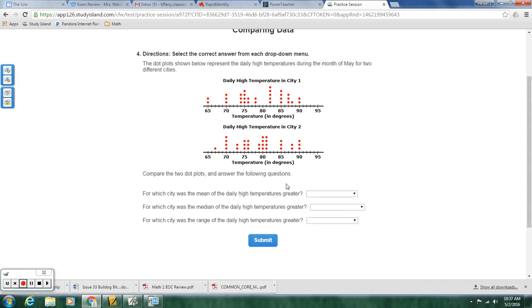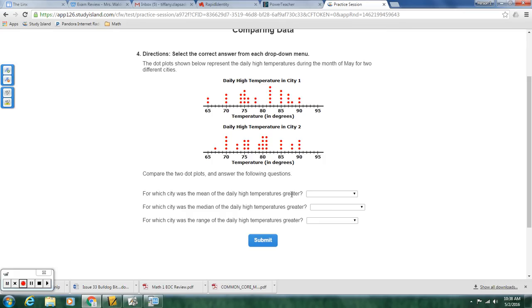What are we going to do here? The dot plot shows a representation of daily high temperatures during the month of May for 2 different cities. Compare the 2 dot plots and answer the following question. For which city was the mean greater? Well, how are we even going to do this? Which city was the median greater, and what was the range?